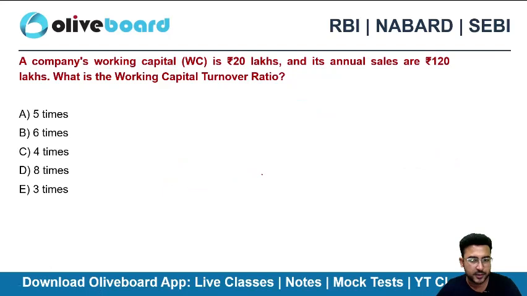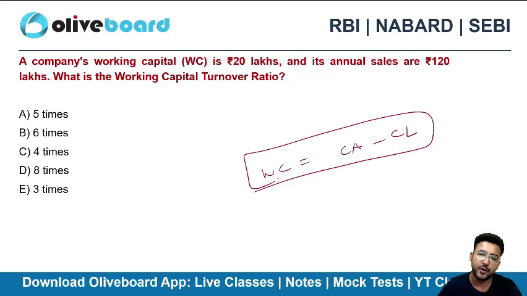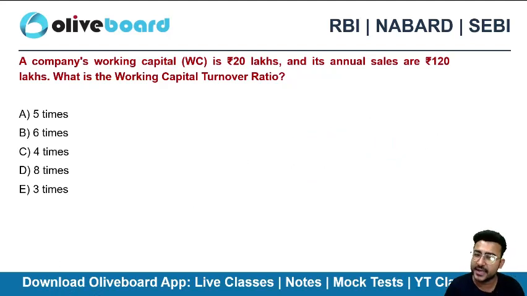So if working capital is given in any question, you need to assume that it is asking you net working capital only. So by default, we call working capital as current asset minus current liability until and unless they are specifically stating the gross working capital. If they write clearly gross working capital, then you need to assume it is total of all the current assets, right?